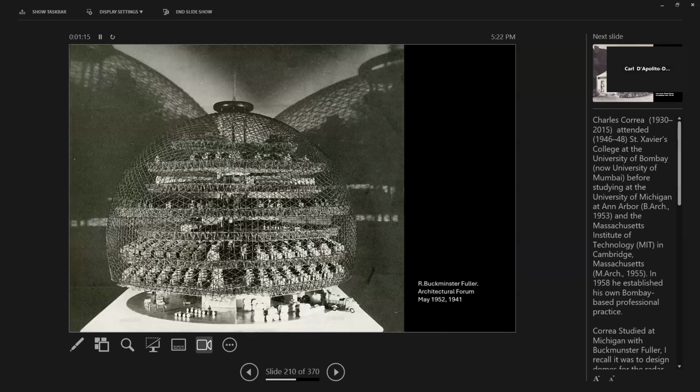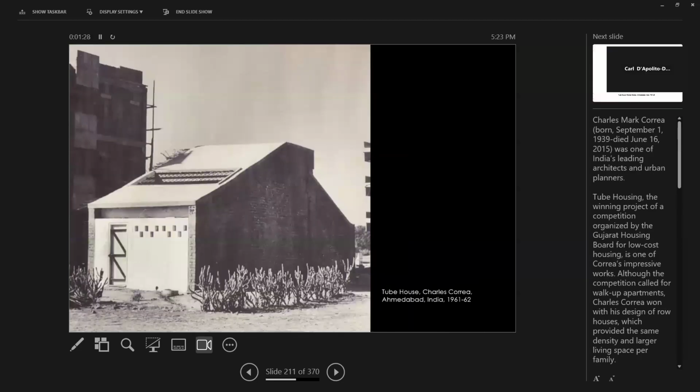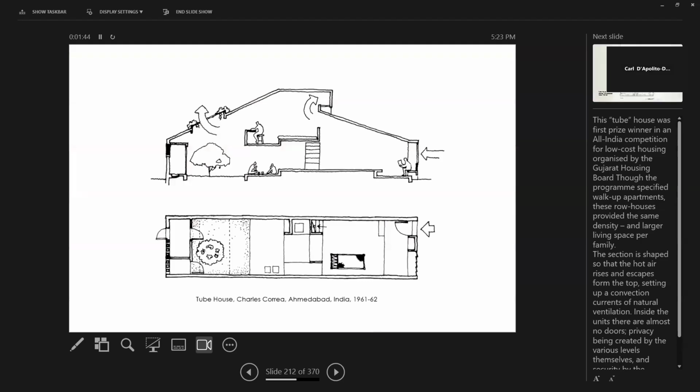Yeah. Okay. So I don't know why I'm showing this. Charles Correa went to University of Michigan and studied with Buckminster Fuller. I just think that's interesting. He was very, very interested in the wind. He did this tube housing, which is supposed to be affordable, low-cost housing, that was entirely naturally ventilated. And I like this diagram because there are actually different ones that show different ways of using the house with people living in different kinds of conditions.